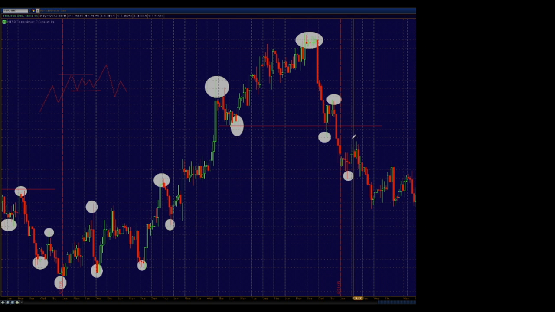So we continue lower, make a lower low, lower high, lower low, lower high, lower low, lower high, and now we have a new lower low. This is where the market is at right now on the 4th of July, 2013. So what should we expect? Well, it may want to challenge the 128 area, which is right here, simply because that's where it was last time.